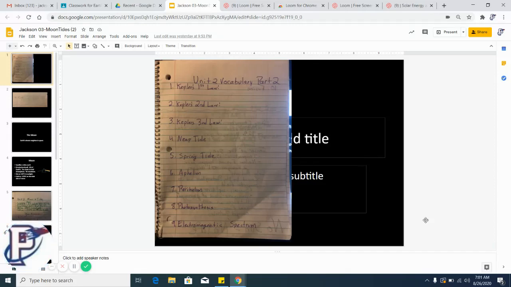Hey guys, here's your vocabulary part 2. There is a Quizlet attached so that you can fill these in. And there's 10 words.